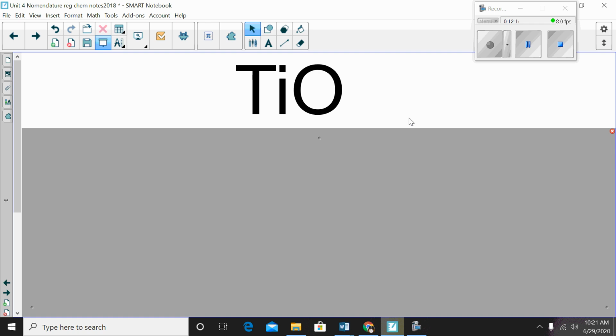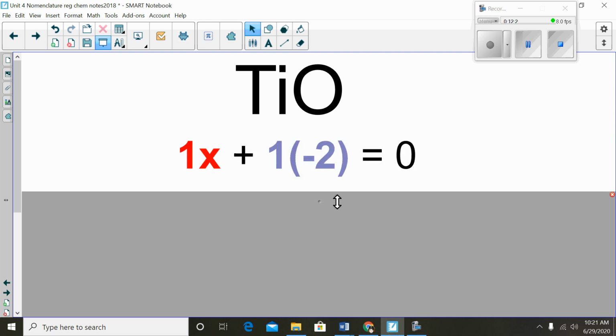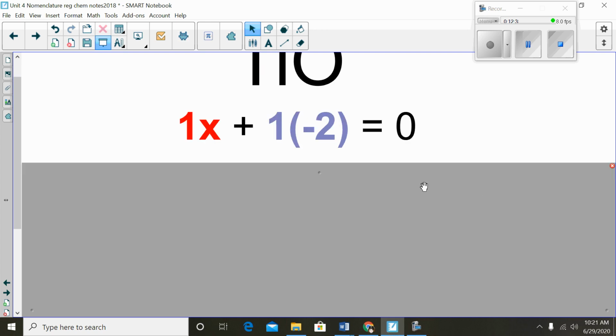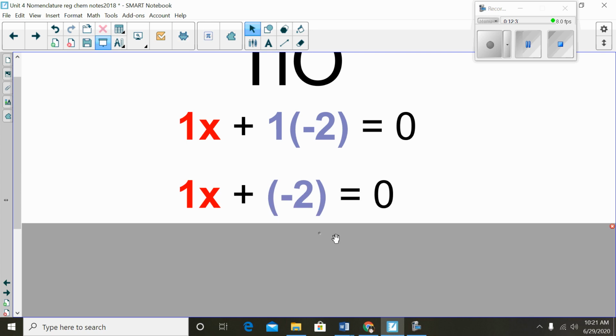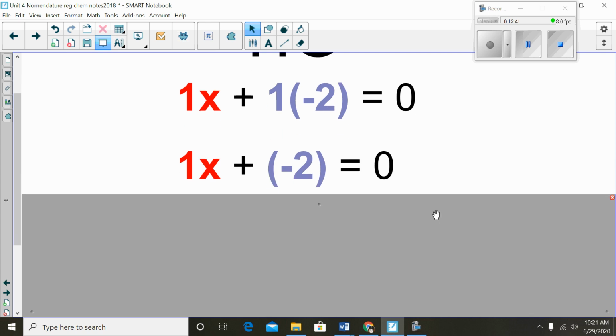TiO. So let's set this up. So Ti is type 2. It's in the section labeled type 2. All right, and that's my X. That's the one I don't know. So I have 1. This is titanium. So I have 1 titanium, and its charge is what I don't know, so that's the X. Oxygen, I have 1, and oxygen's charge is always -2. So next, I multiply my numbers. So 1x plus 1 times 2 is 2, and you keep that negative.